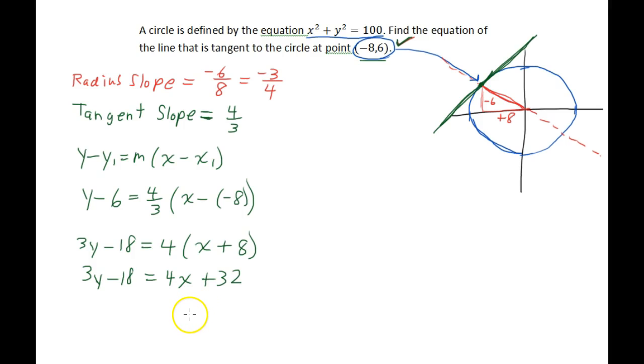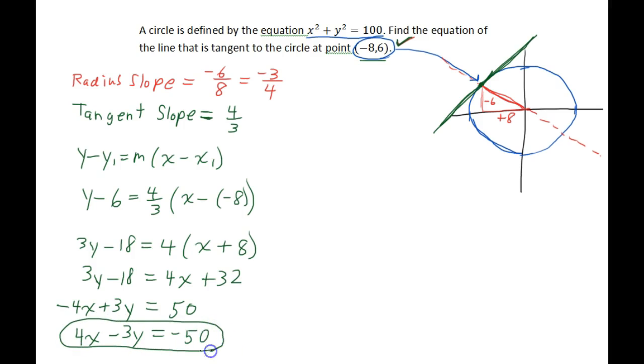Now let's put this in standard form. In standard form, we put the x and y on one side and all the constant terms on the other side. So I'll subtract 4x from each side and say negative 4x plus 3y, and at the same time add 18 to each side. So equals, that'll cancel that out, and 18 plus 32 will be 50. Almost there. One little technicality. In general, the standard form is written with the coefficient on x being positive. So let's just multiply everything through by -1. So that makes it 4x minus 3y equals -50. And that's the equation of the tangent line, tangent to the circle at the point -8, 6.